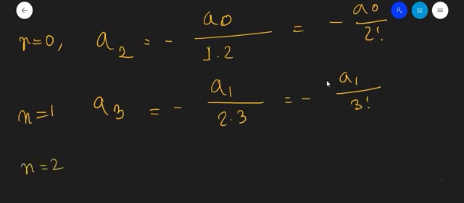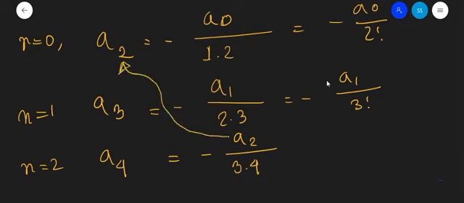Similarly, for n equals 2, you will have a4 minus a2 divided by 2 plus 1 is 3 and 2 plus 2 is 4, something like this, right? But if you notice, a2 is something already sitting over here, and this is coming in terms of a0. So there's a minus over here and a minus over there. They will give you a net plus sign, and you will have a0, and you will have 2 factorial times 3 times 4. This is just a0 by 4 factorial.